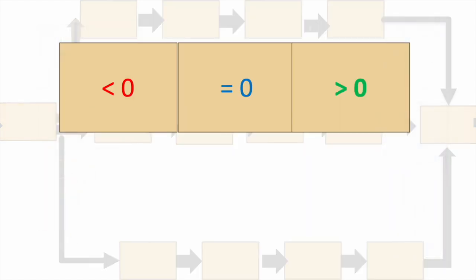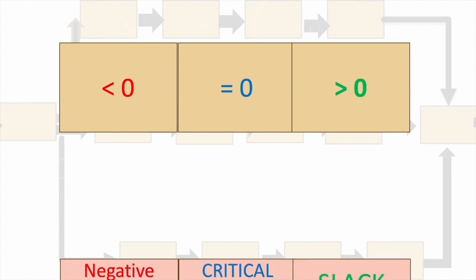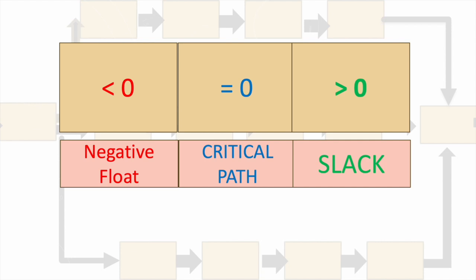Float can be zero, positive, or negative. Zero float means the activity cannot be delayed, as it's on the critical path. Positive float means the activity can be delayed without affecting the project timeline. Negative float is a red flag, indicating that the project is already delayed, which must be avoided as it creates problems before the project even starts.